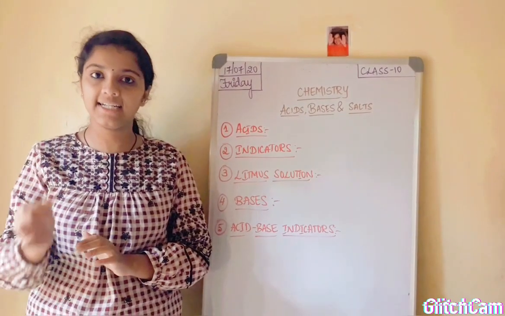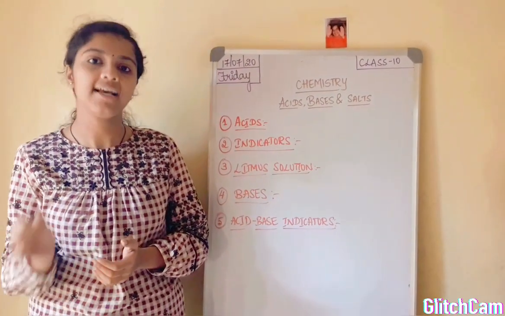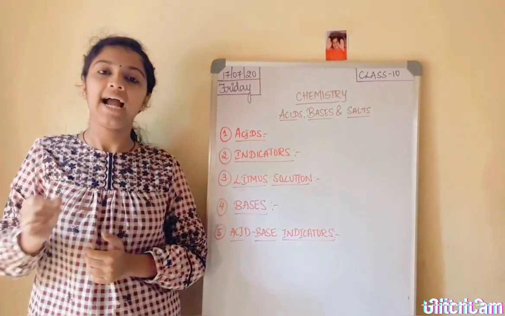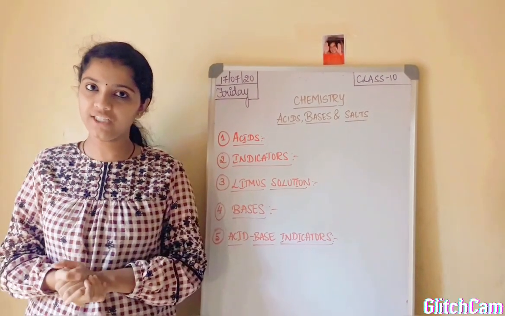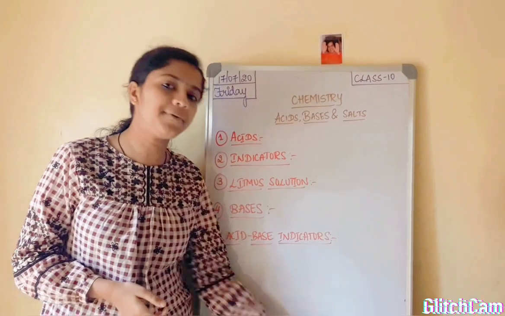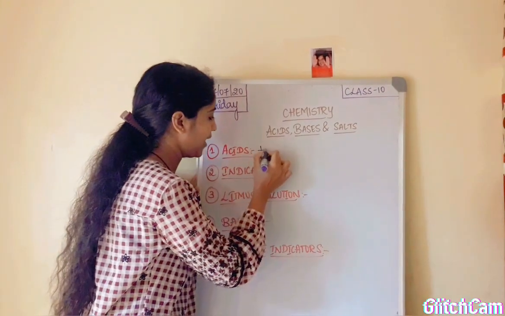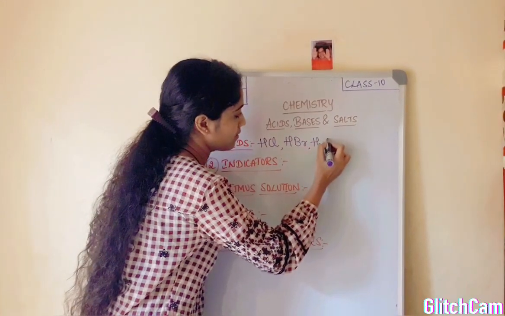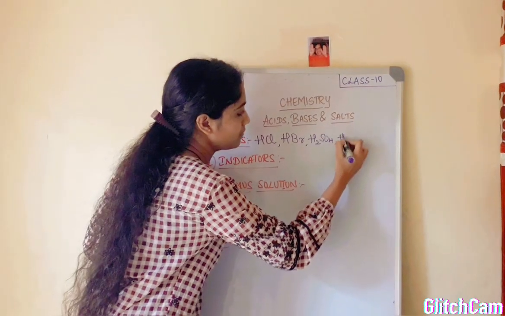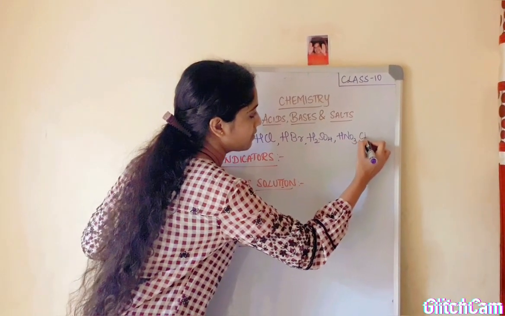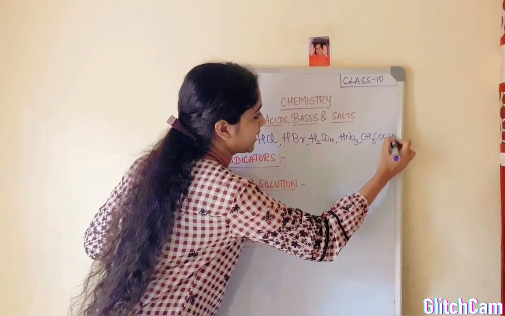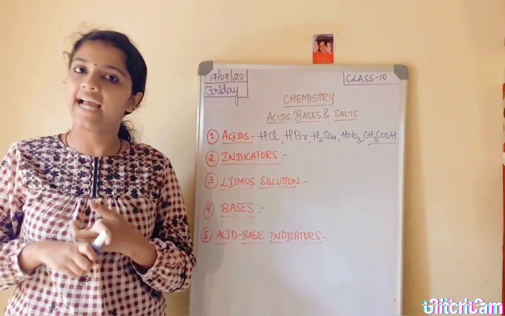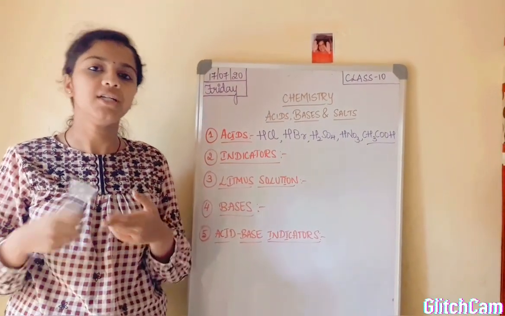Now the term acid has been derived from a Latin word acidus. Acidus means sour. So, the acids are sour in taste and acids dissociate in aqueous solutions to give H plus ions. So, the examples of acids are hydrochloric acid, hydrobromic acid, sulfuric acid, nitric acid and acetic acid. Acids are sour in taste and they change the litmus solution from blue to red.